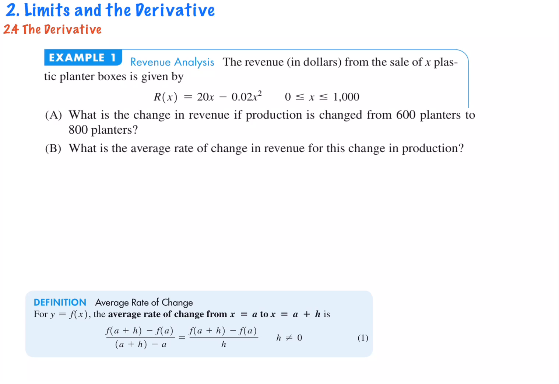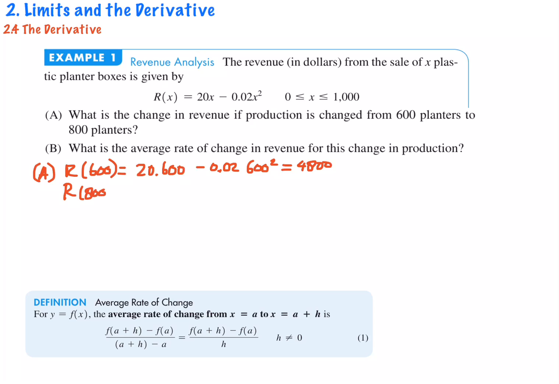We can then put it as this: part A. R of 600, then that will be 20 times 600 minus 0.02 times 600 squared. So that will be equal to 4,800.